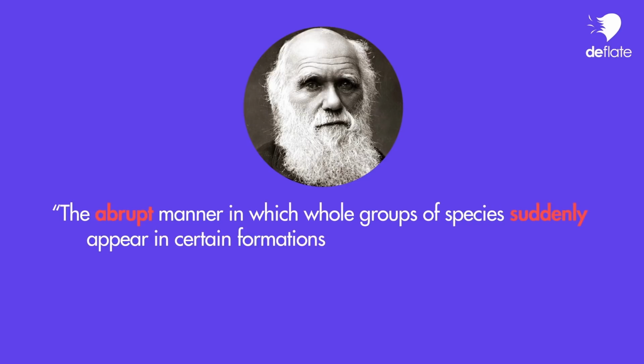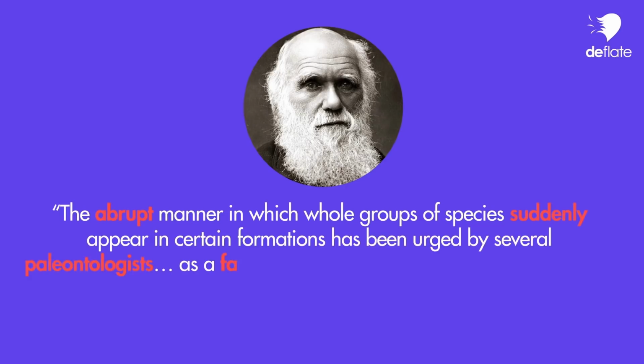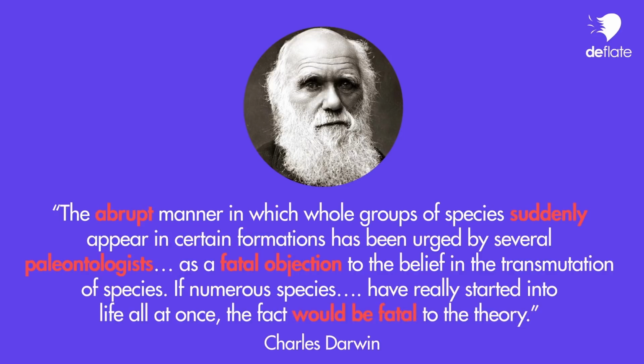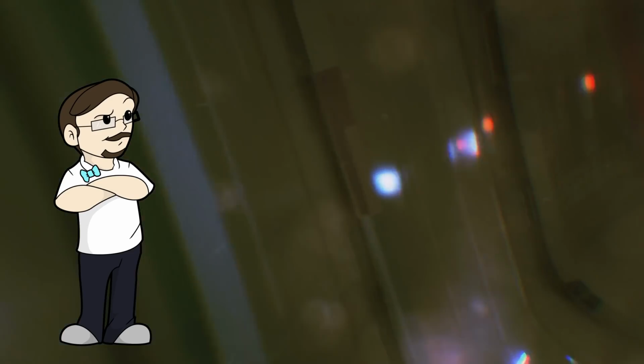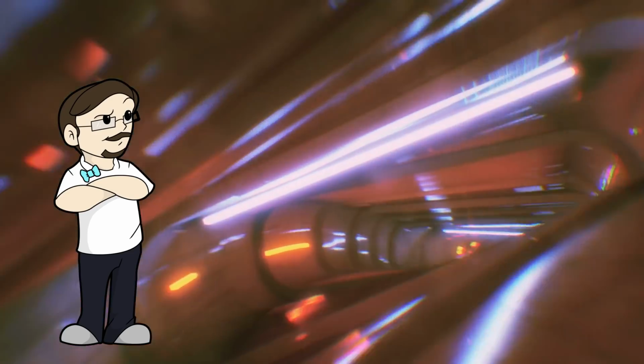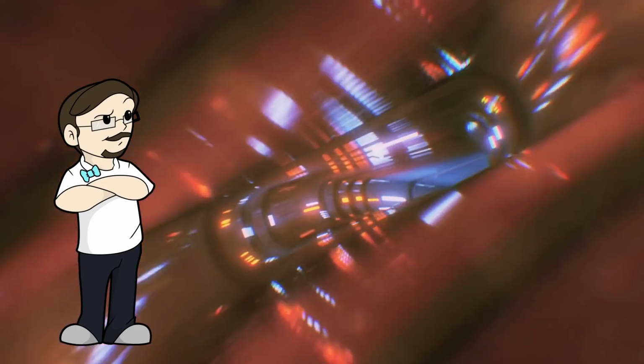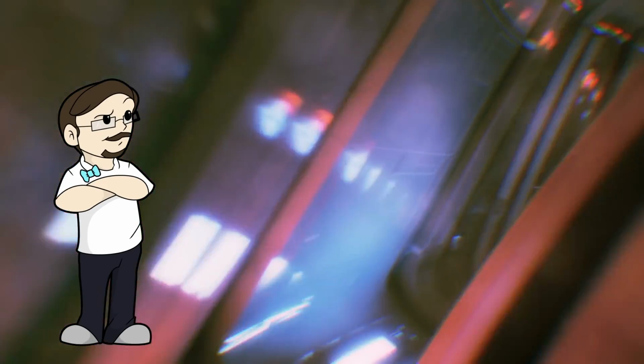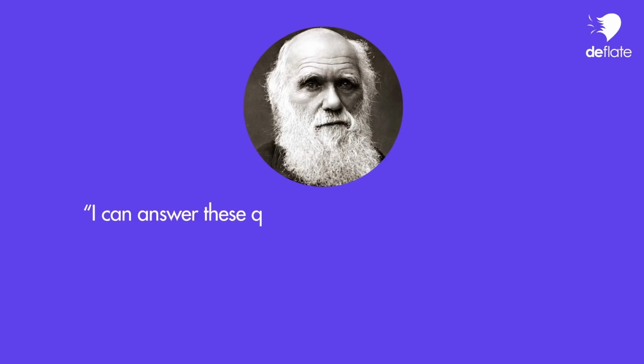Or here: "The abrupt manner in which whole groups of species suddenly appear in certain formations has been urged by several paleontologists as a fatal objection to the belief in the transmutation of species. If numerous species have really started into life all at once, the fact would be fatal to the theory." Actually, even if the fossil record did look like it were filled with abrupt starts, or even if we had no fossils at all, that wouldn't be evidence against evolution. We could have zero fossils, but the evidence from genetics and biogeography alone would be enough to vindicate evolution.